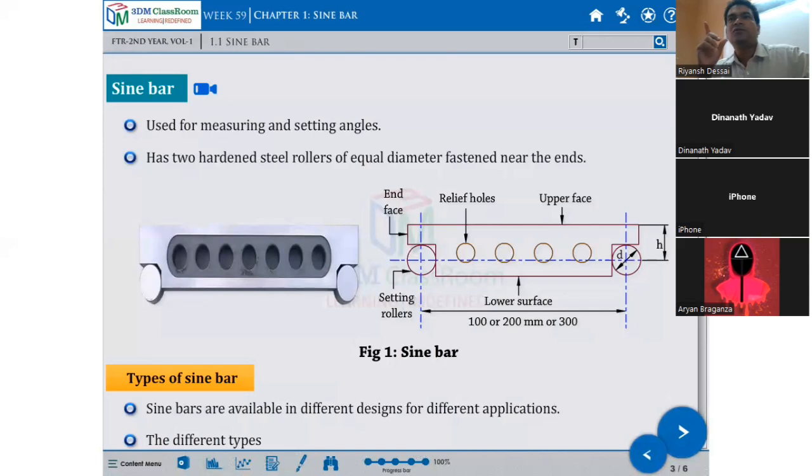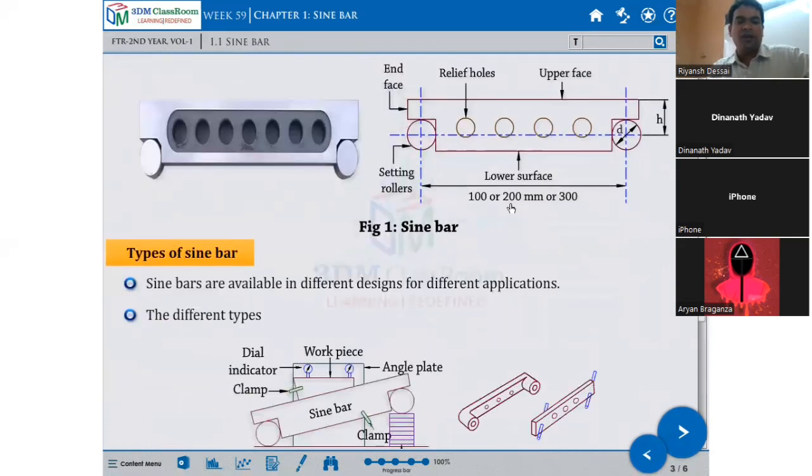It works on which principle? Sine ratio. Now, the principle of the sine bar, how it works. So, the types of sine bar we have. Sine bars are available in different designs for different applications. The different types of sine bar.